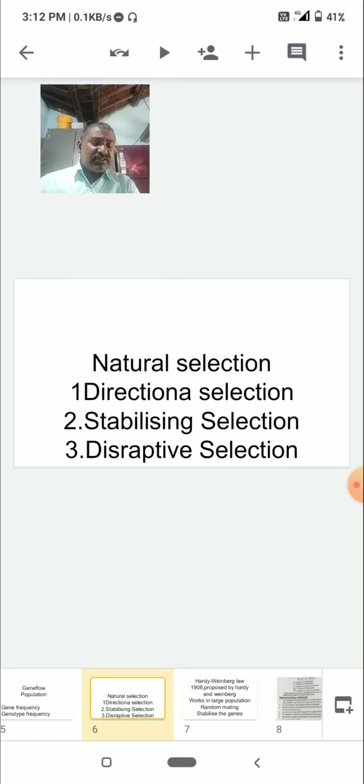One more example is industrial melanism. The best example was performed by Bernard Kettlewell in the mid 18th and early 19th century. He was selecting the peppered moth, Biston betularia, a moth which lives in Great Britain, England. He conducted an experiment by selecting two areas: one industrial area, Birmingham, and another local rural countryside area, Dorset.